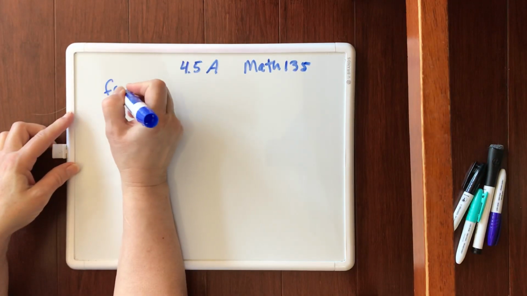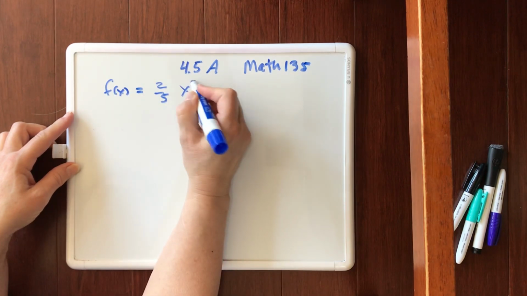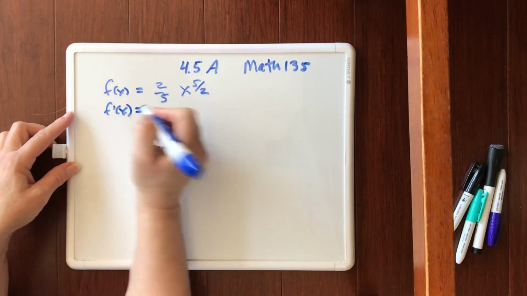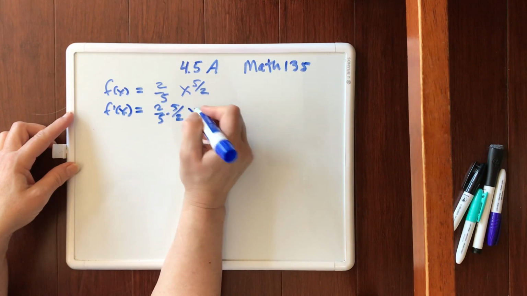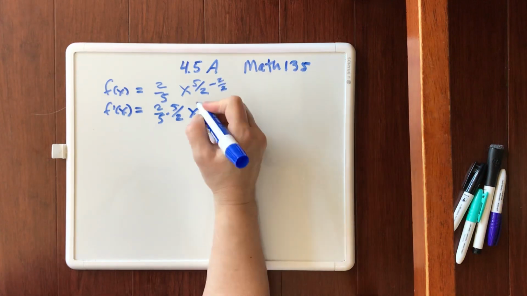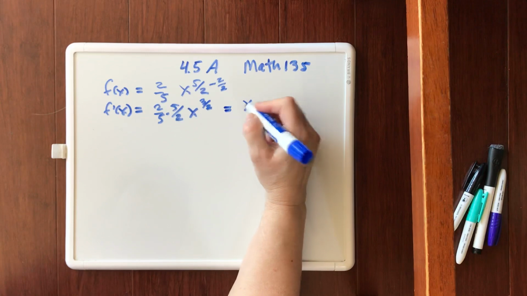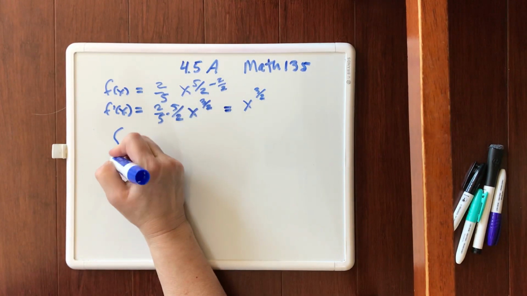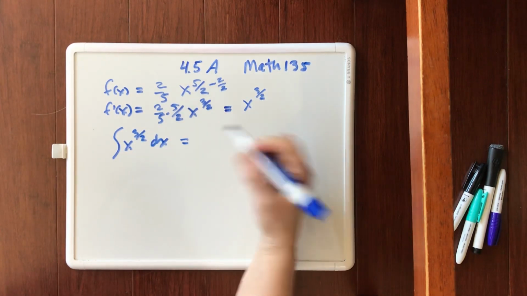If we have f of x equals 2/5 x^(5/2), and we take the derivative of that, we're going to bring the 5/2 down. Then we minus 1. You can think of it as minus 2 over 2, which gives us 3/2. These cancel. x^(3/2). Okay? So if we integrate x^(3/2) dx, we do the opposite.